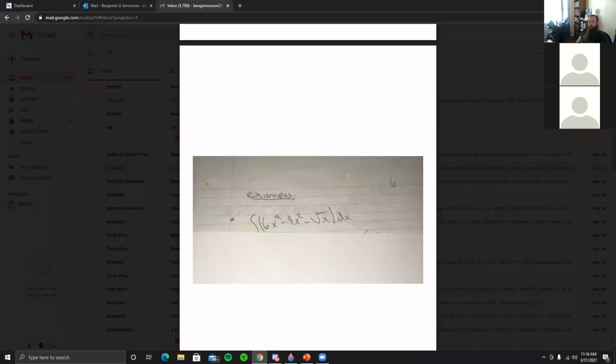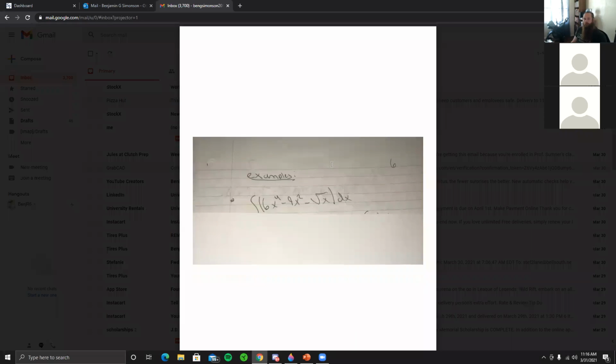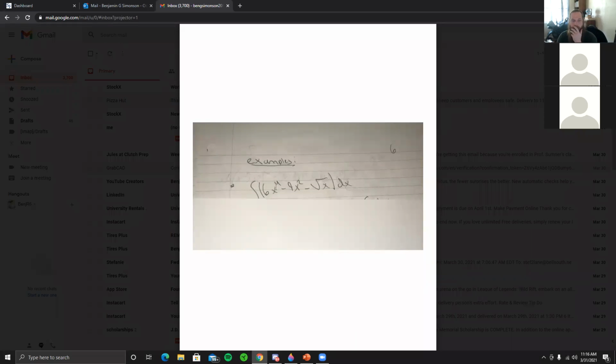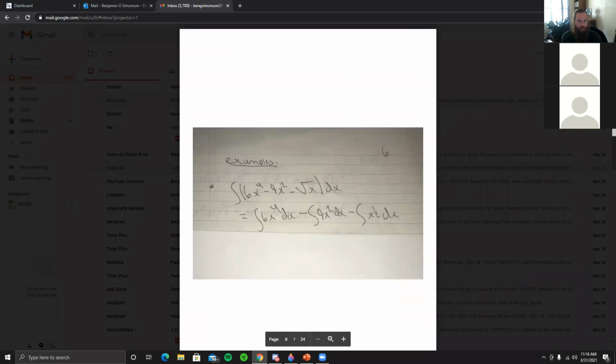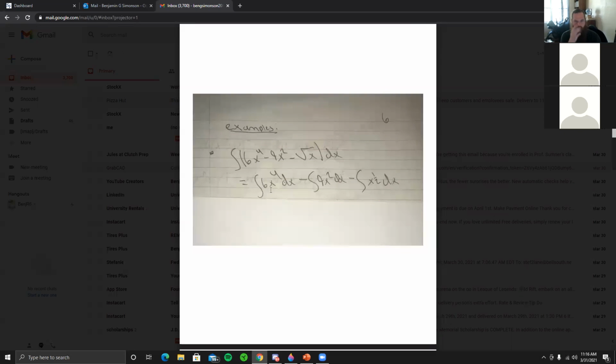So here I wanted to move into some more examples using all of these rules. So here we have the integration of the quantity 6x to the fourth minus 9x squared minus the square root of x dx. So the first thing that we could do is split the function using the sum and difference rule and make it more simple to integrate. So once we split using the sum and difference rule, we would have the integration of 6x to the fourth dx minus the integration of 9x squared dx minus the integration of x to the 1/2, which is equivalent to square root of x dx.